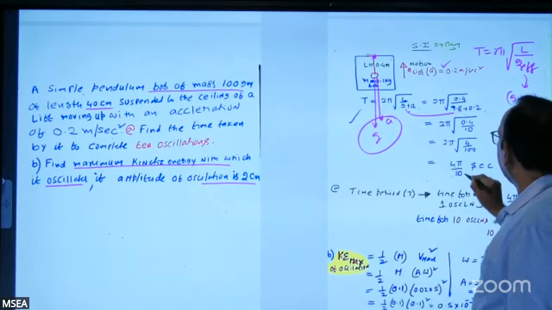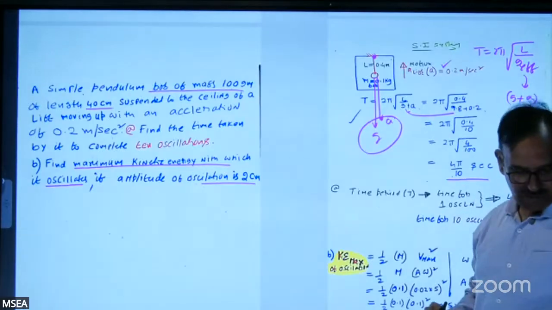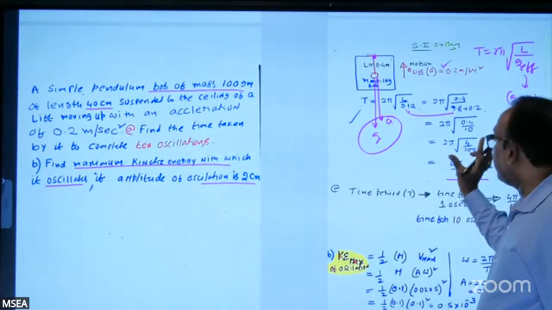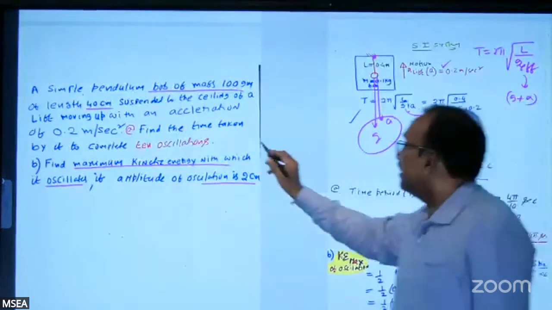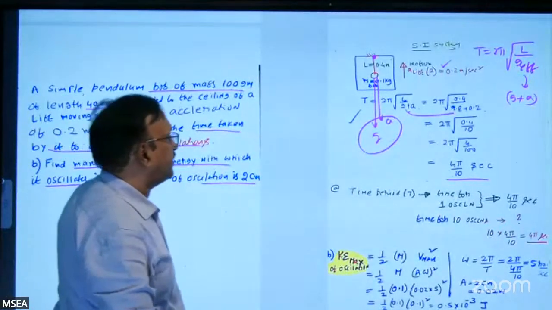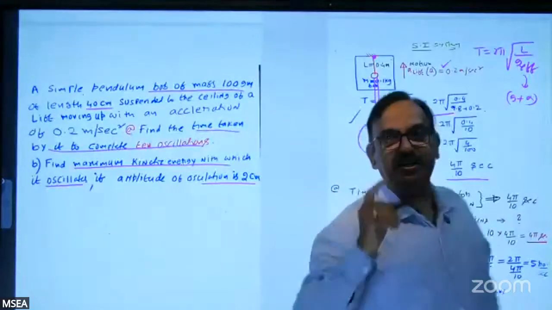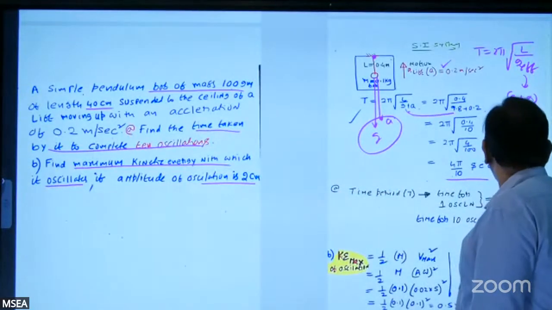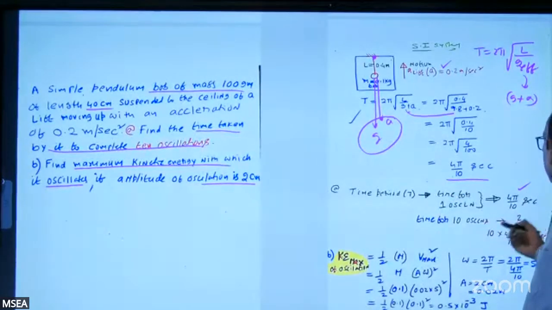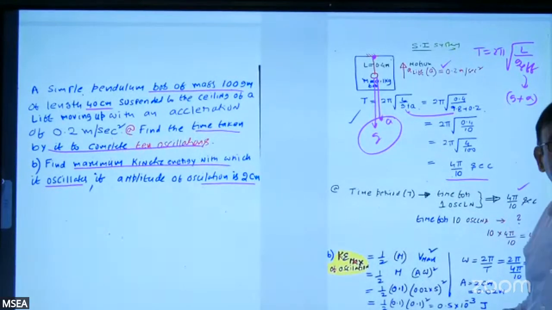If you simplify these things, time period comes out to be 4 pi by 10 seconds. Just simple after simplification, you get this. This is not the answer. He is asking what is the time for exactly 10 oscillations. Time for one oscillation comes out to be 4 pi by 10 seconds. For 10 oscillations, you have to multiply with 10. So 10 into 4 pi by 10 comes to be 4 pi seconds.